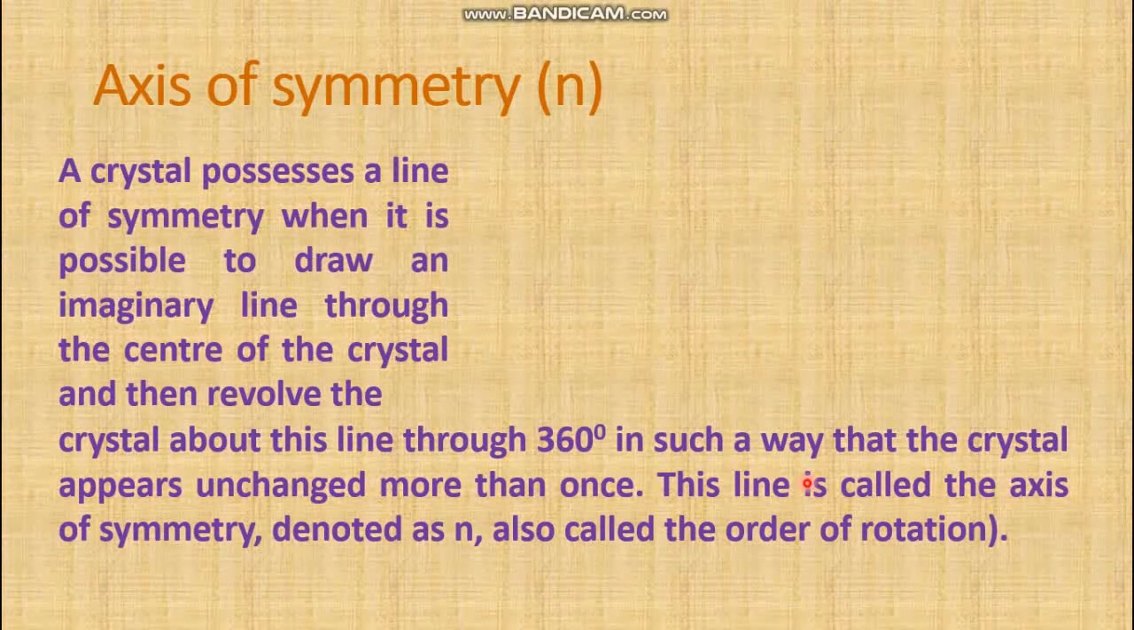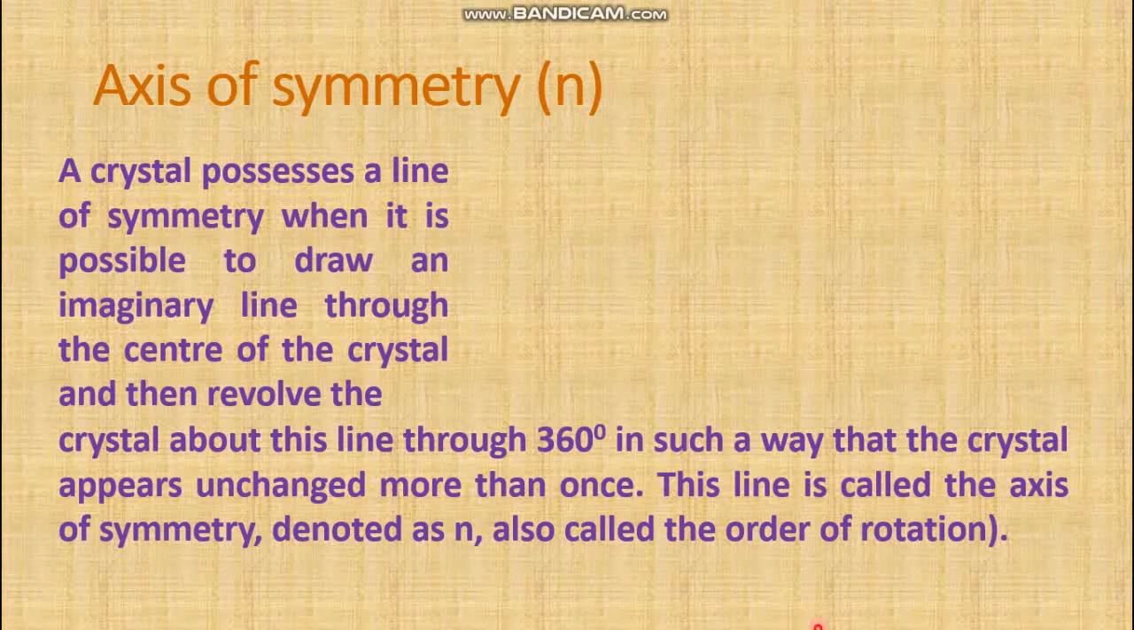And finally the axis of symmetry, which is symbolized as small letter n. So a crystal possesses an axis of symmetry when it is possible to draw an imaginary line through the center of the crystal and then revolve the crystal about this line through 360 degrees in such a way that the crystal appears unchanged more than once. This line is called the axis of symmetry, denoted as n, and this is also called the order of rotation. Sometimes it is also called fold. The term fold is used.